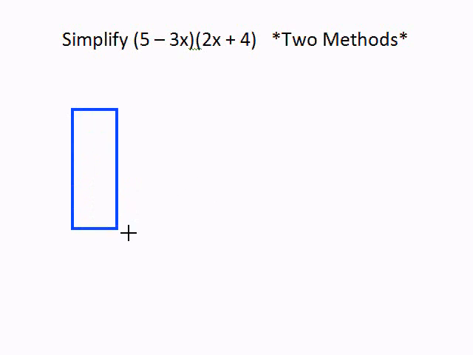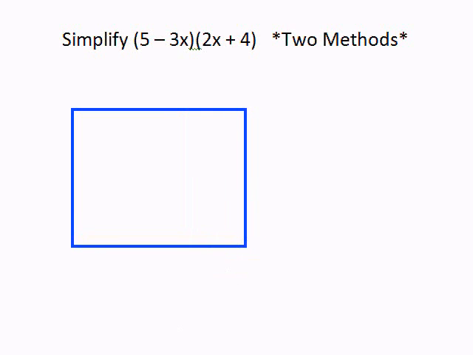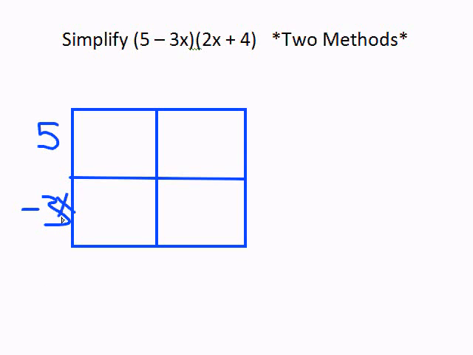Let me show you. We're going to go ahead and draw a box, and our box is going to be split up into 4 sections. And the reason for that is for our first set of parentheses, we have a 5 and negative 3x, so we're going to rewrite those terms outside the box right here. 5, negative 3x. And on the top, we get a 2x and a 4.